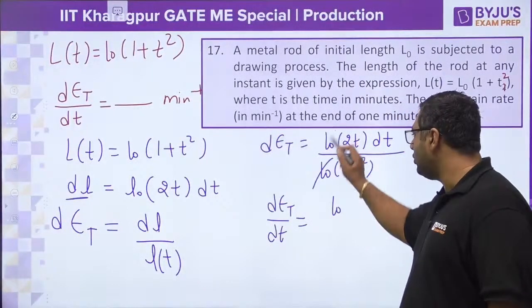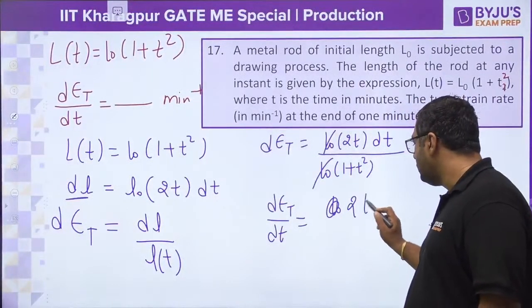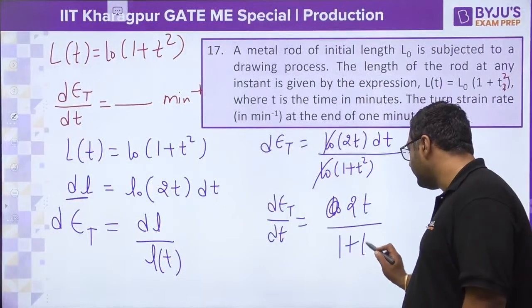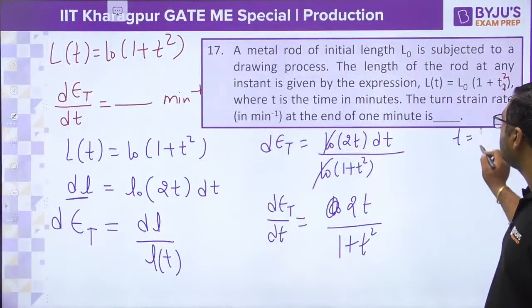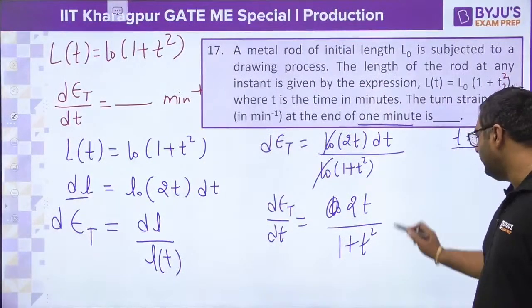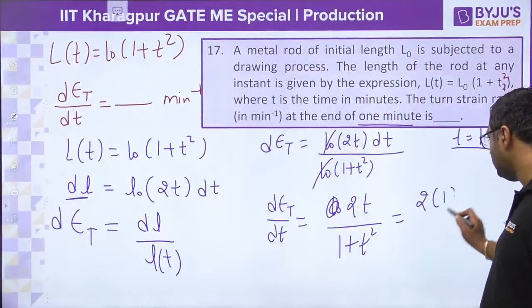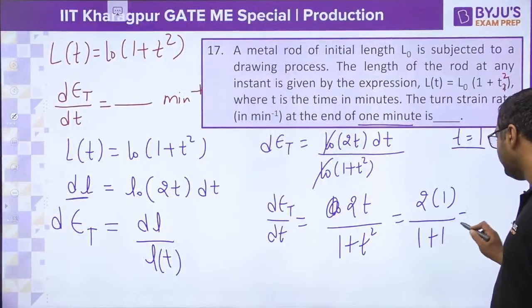L naught will get cancelled out. 2t by 1 plus t square. Put t equals 1. You will get 2 into 1 by 1 plus 1.